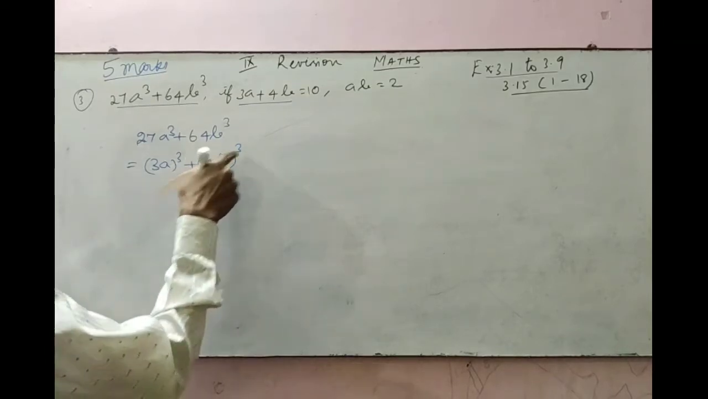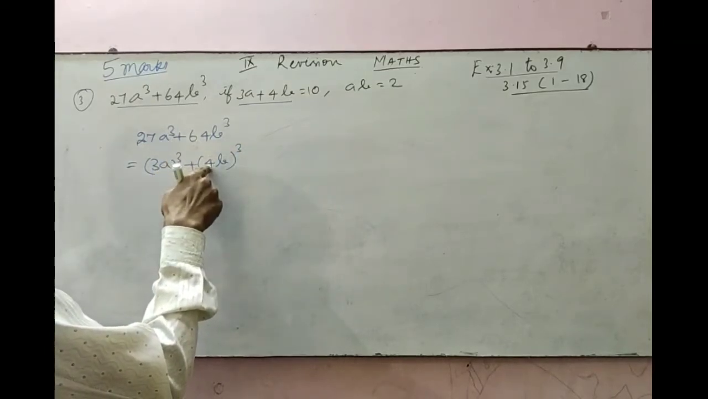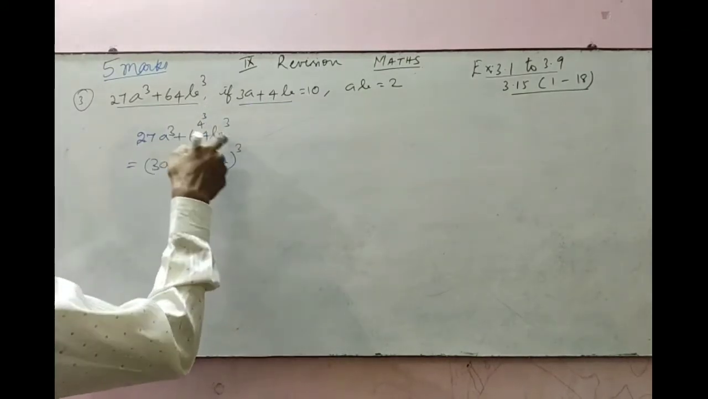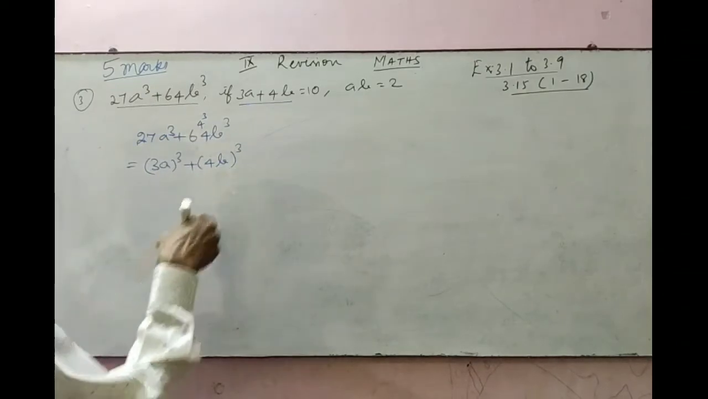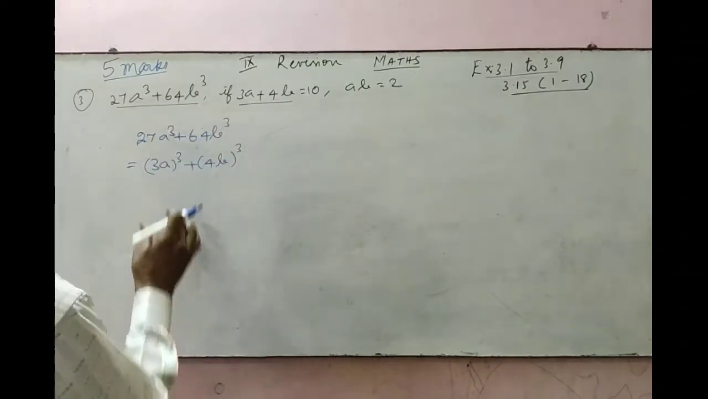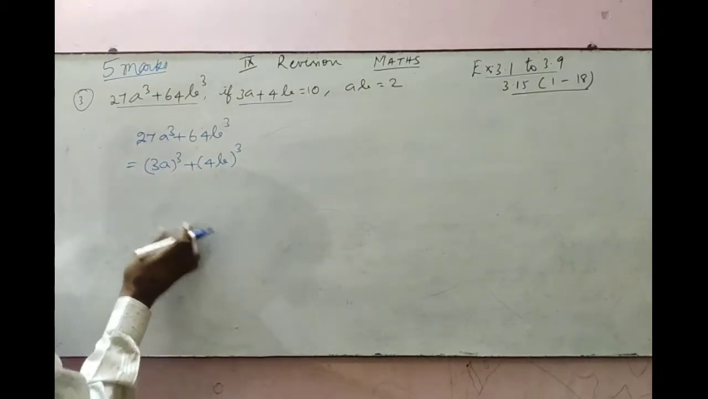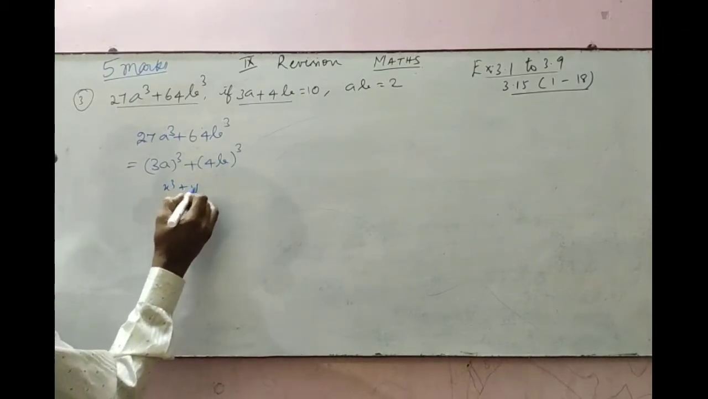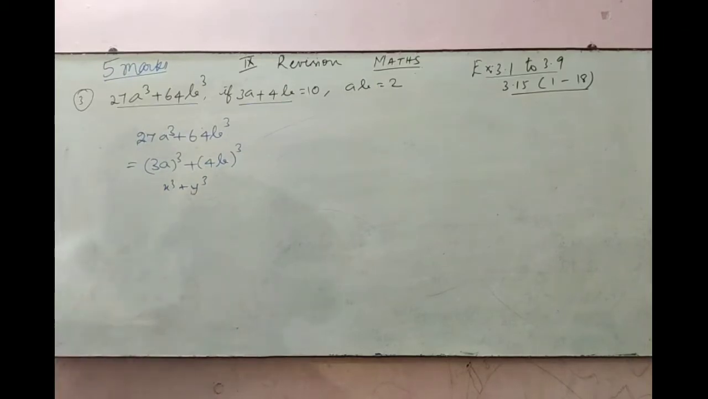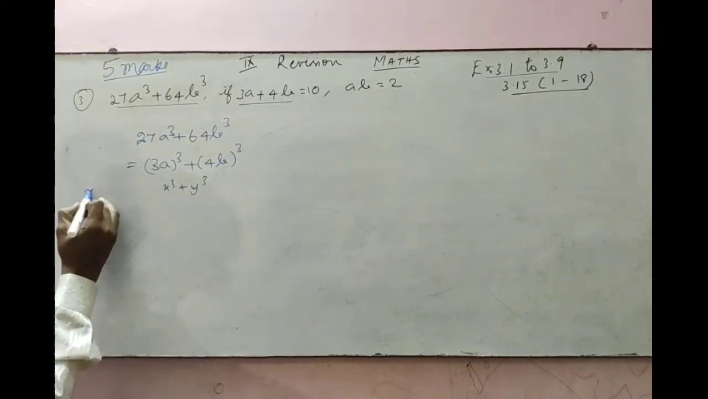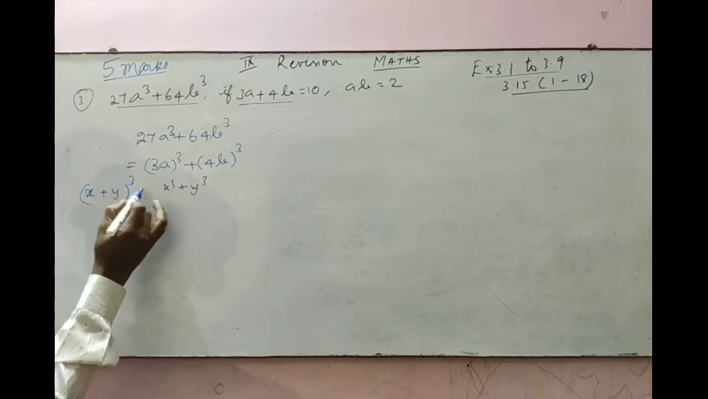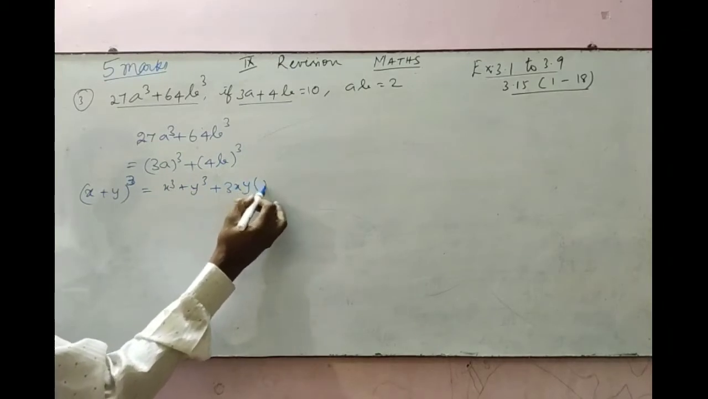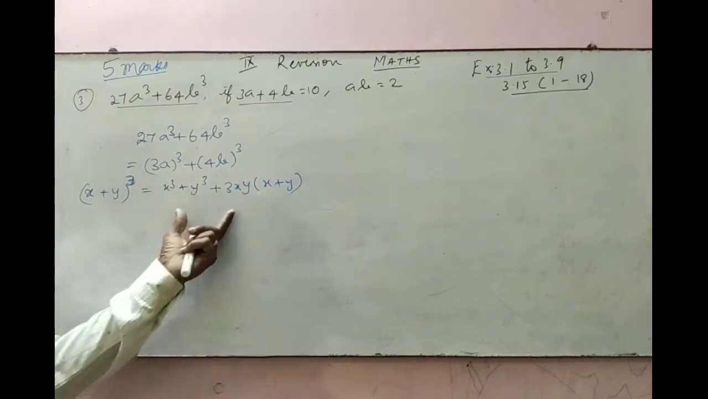That means 4 cube is 64, so 4b whole cube. Here 4 cube and b cube, we can take this 4b as a common base and write the cube as a whole thing. So we get 3a cube plus 4b cube. This is in the form of x cube plus y cube. But we don't have any formula for x cube plus y cube straight away. We can arrive at the formula from here. x plus y whole cube is equal to x cube plus y cube plus 3xy into x plus y. This is the formula we have.